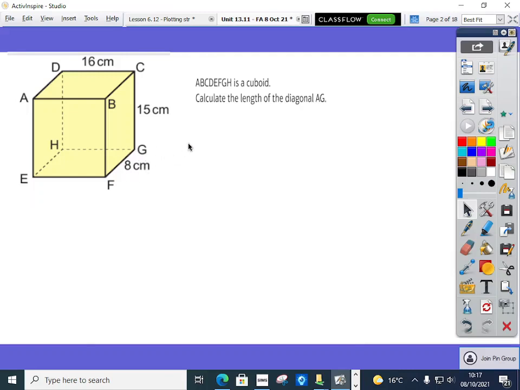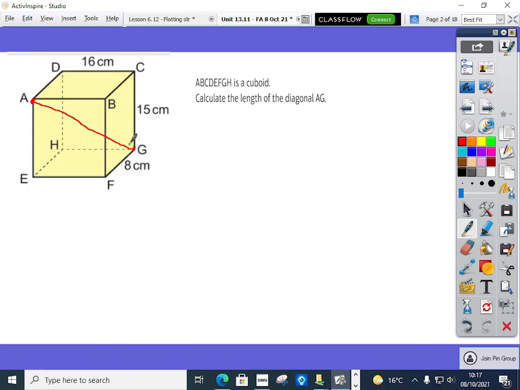Okay, so let's have a look at this 3D puzzle. You've got the cuboid A, B, C, D, E, F, G, H, and it says calculate the length AG. So where's A? There it is. Where's G? There. And we need to calculate the length A going to G.